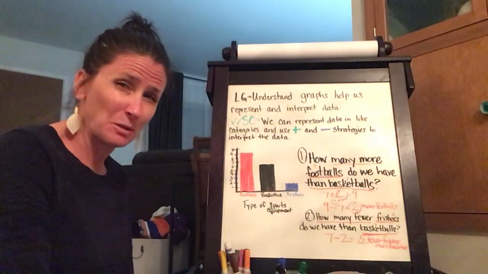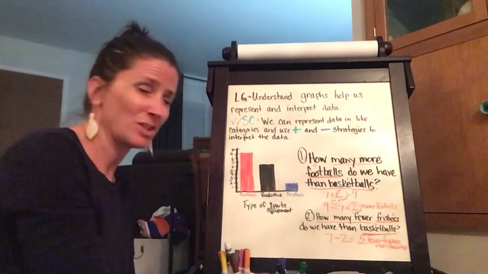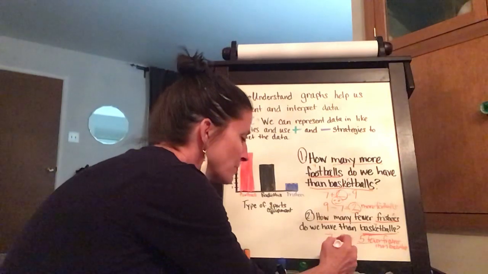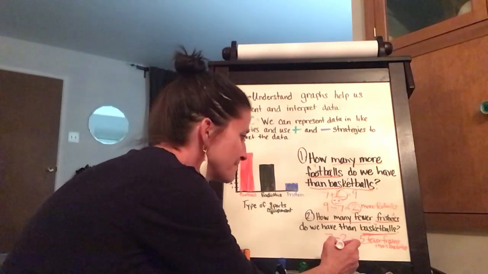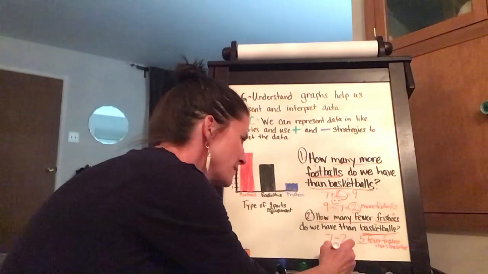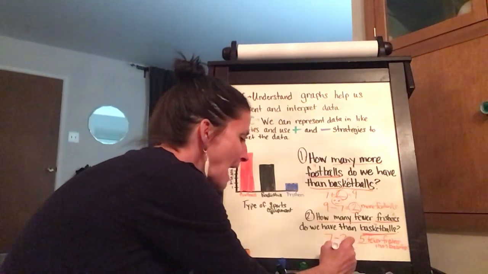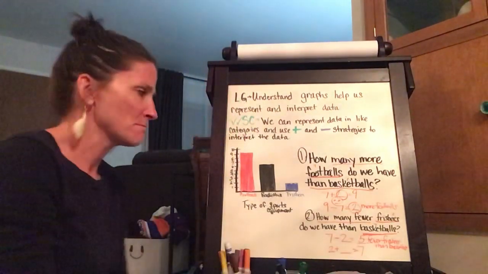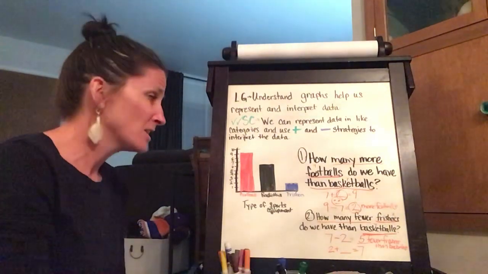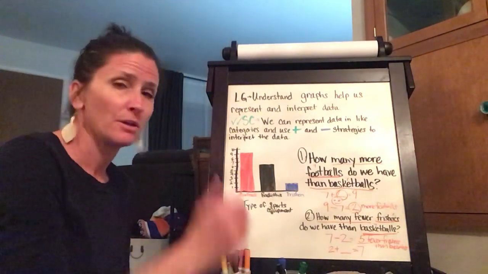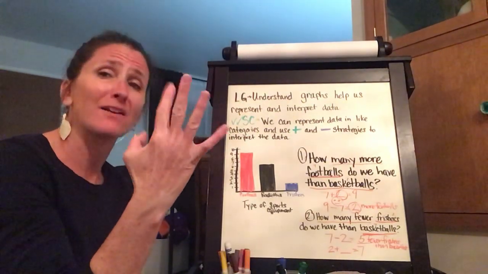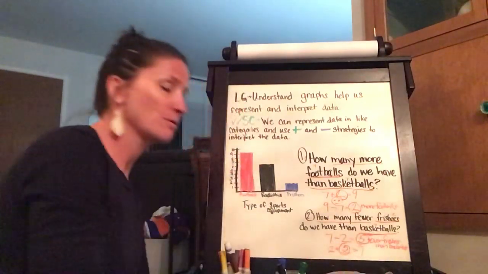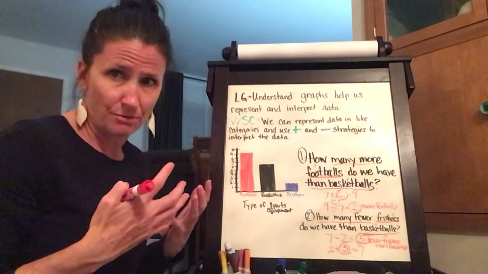I could also do an addition equation, couldn't I? For those of you who like addition. I have 2 frisbees. What would I have to add to my 2 frisbees to have the same amount as basketballs, which is 7? So I could count on from 2: 3, 4, 5, 6, 7. I get 5 again, because again, addition and subtraction are opposite. So you can use either one, whichever one makes more sense to you, okay?